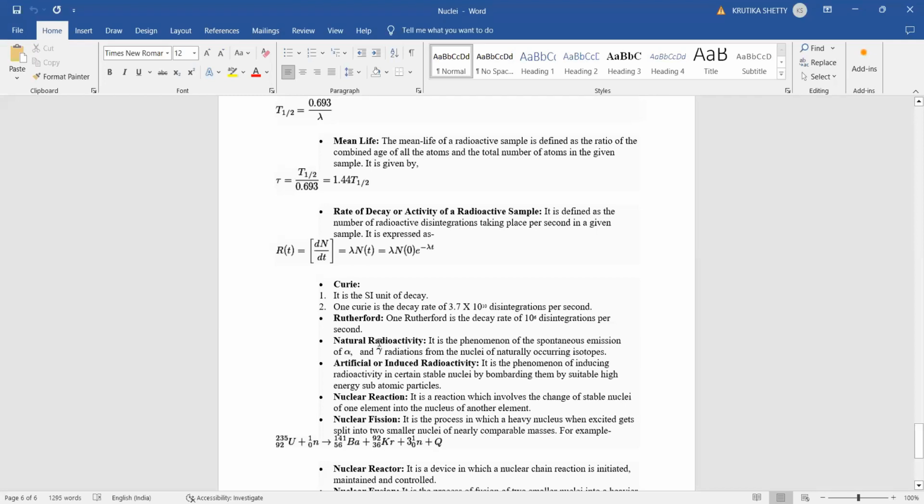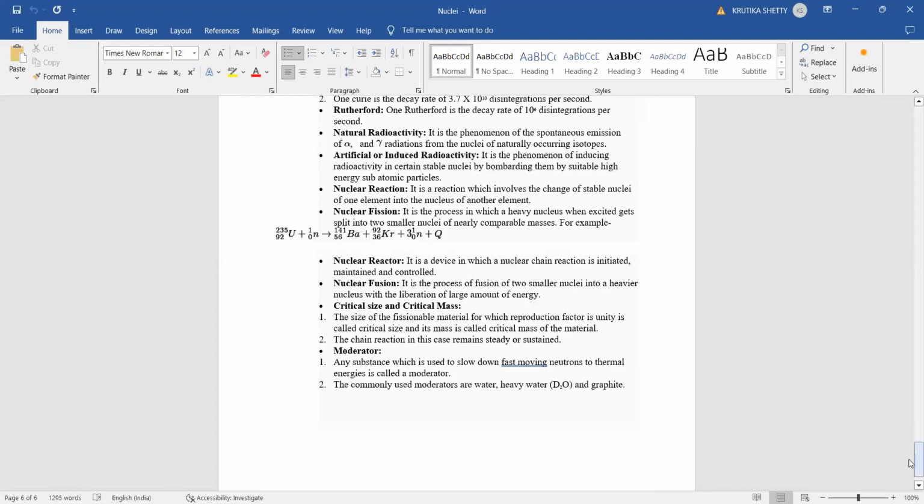Okay. Then next, natural radioactivity. So what is natural radioactivity? It is the phenomenon of the spontaneous emission of alpha, beta, and gamma radiations from the nuclei of naturally occurring isotopes. This phenomenon is called natural radioactivity. Artificial radioactivity: here we induce this phenomenon, so that is called artificial or induced radioactivity.